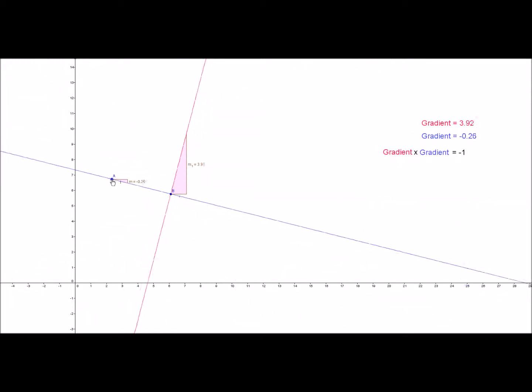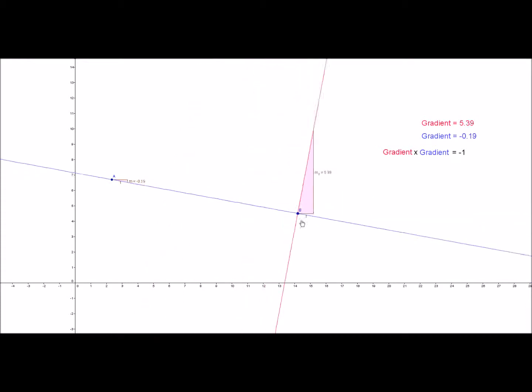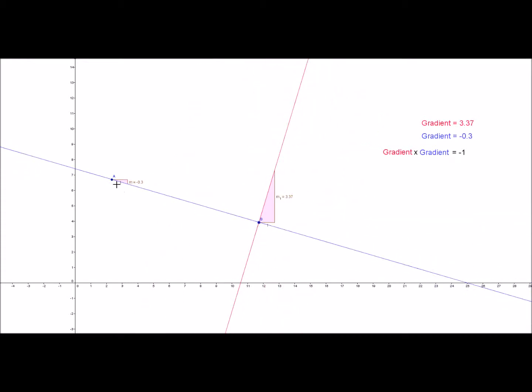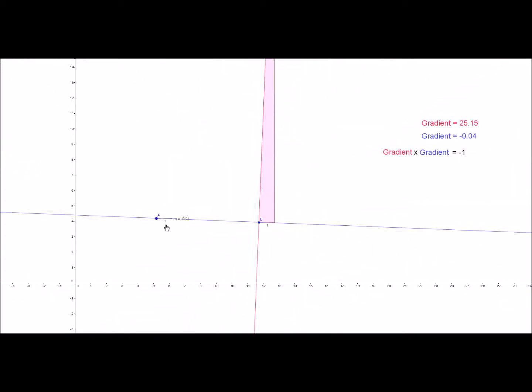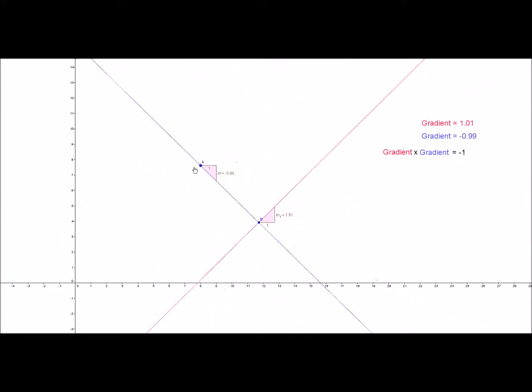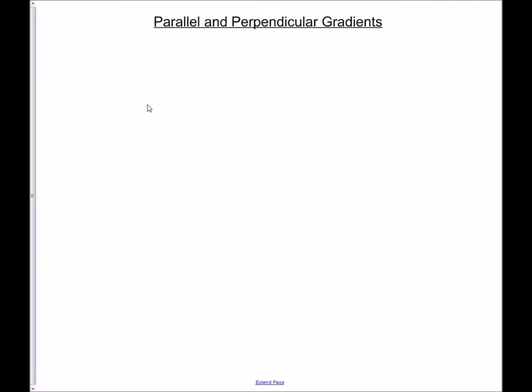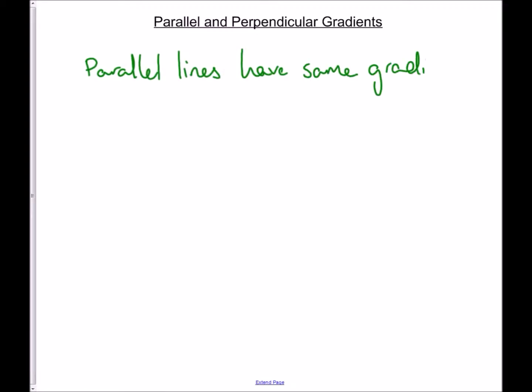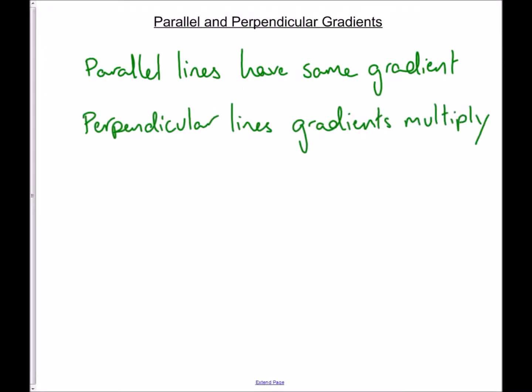Doesn't matter where they are, I can move the lines, they don't have to stay in the same place, it doesn't matter which lines I do, the gradients will always multiply together to give me -1. So if two lines are parallel, they have the same gradient. If two lines are perpendicular, then their gradients multiply together to give -1.